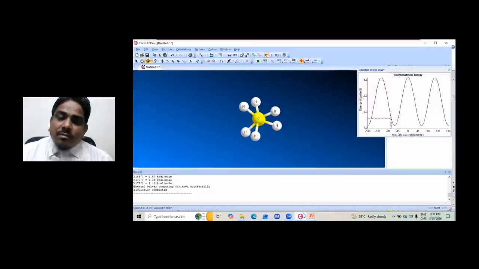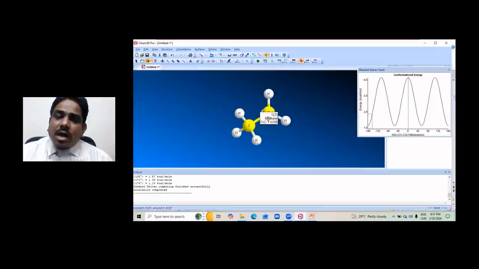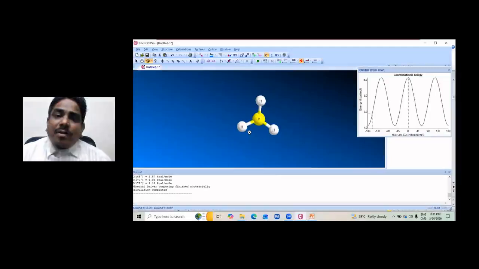In the molecular modeling, we will show both the formulas. This is the Sawhorse notation. In the Sawhorse notation, the carbon-carbon bond is placed diagonally, and whenever we place that carbon-carbon single bond along the axis in front of our eye, then this is known as the Newman projection formula. We can rotate the carbon-carbon single bond, and that rotation gives the different positions of atoms or groups around the carbon atom, which are known as the conformations.